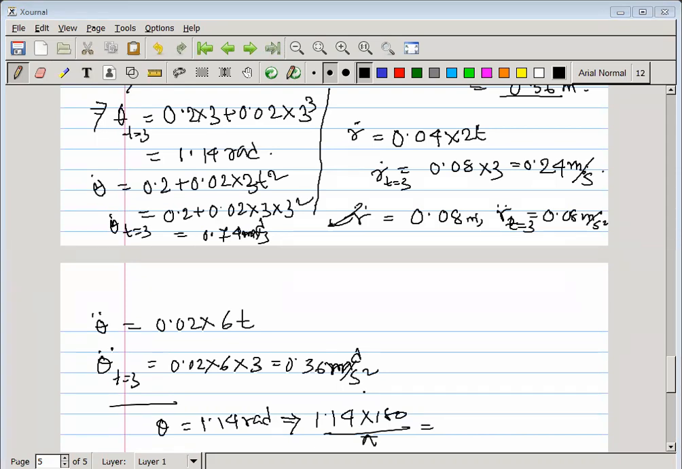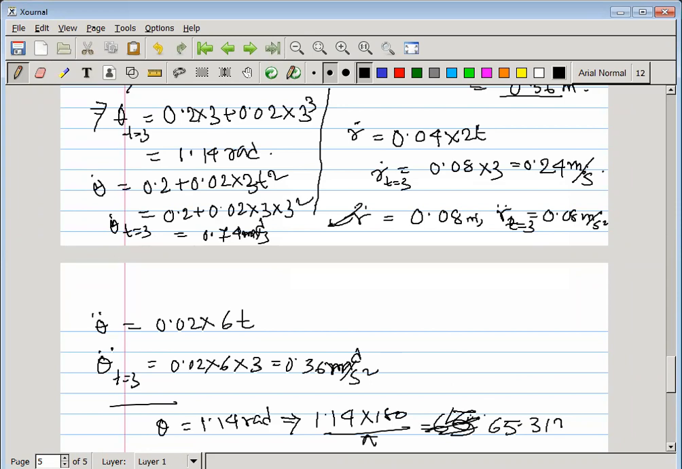How much is it? 65.31. 66. 66. Please tell again. 60. How much is it? 65.31. 65. 65.31. It is in degrees. Okay, so this amount of angular movement is there.